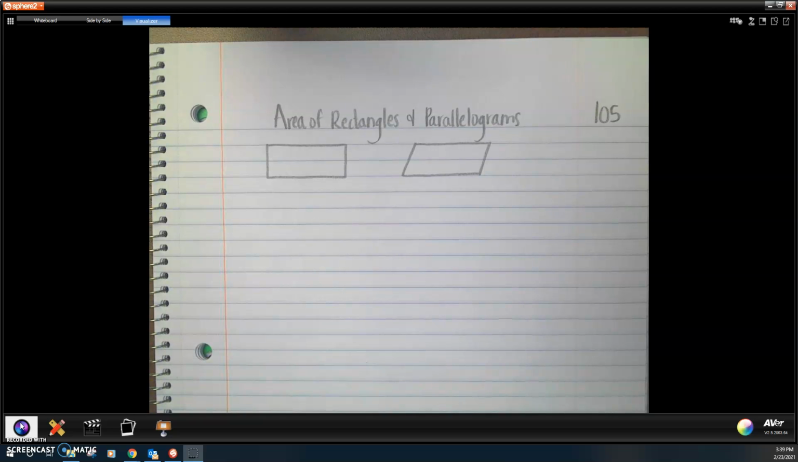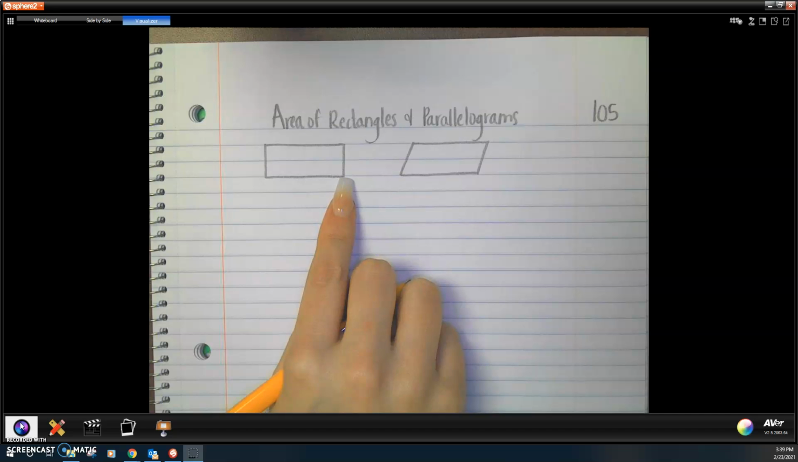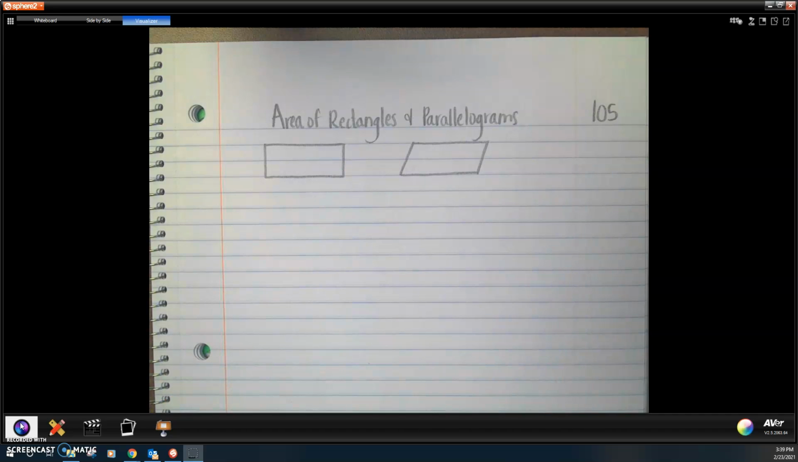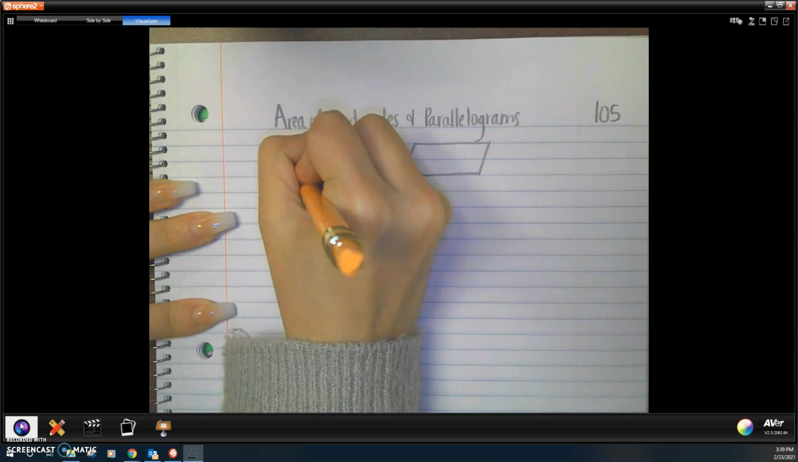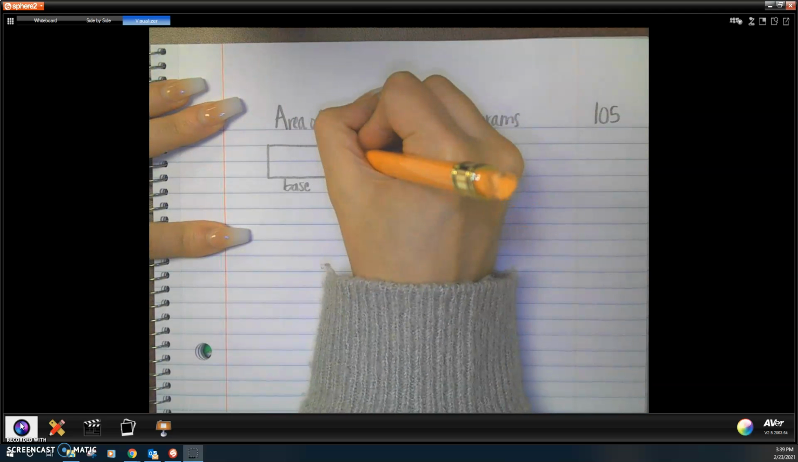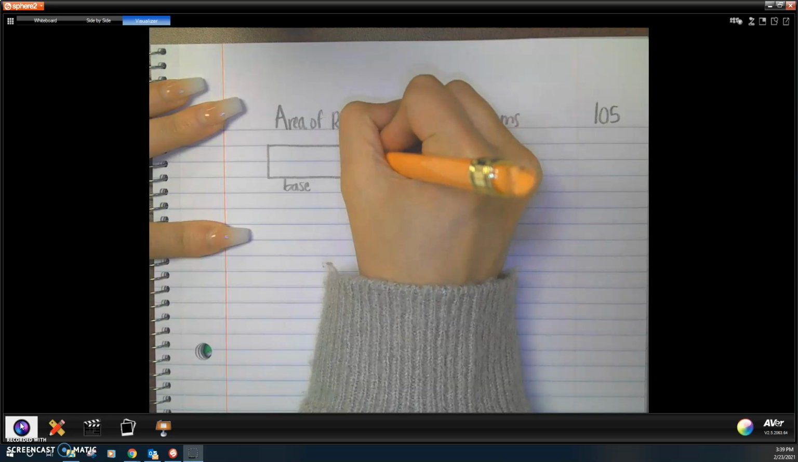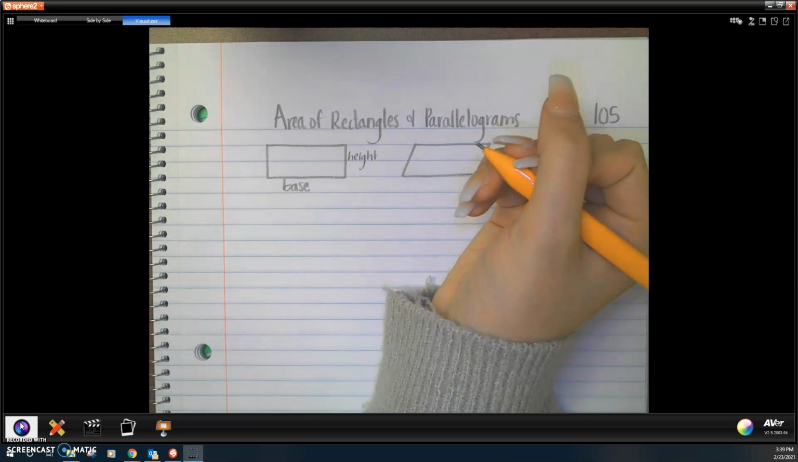And now think back to 5th grade when we found area. If you found the area of a rectangle, which we did on Tuesday, all you're doing is multiplying the length times the width. However, in 6th grade, we do not call them length and width. We call them base and height. So the base is the bottom of my shape, and the height is the distance from the top to the bottom.